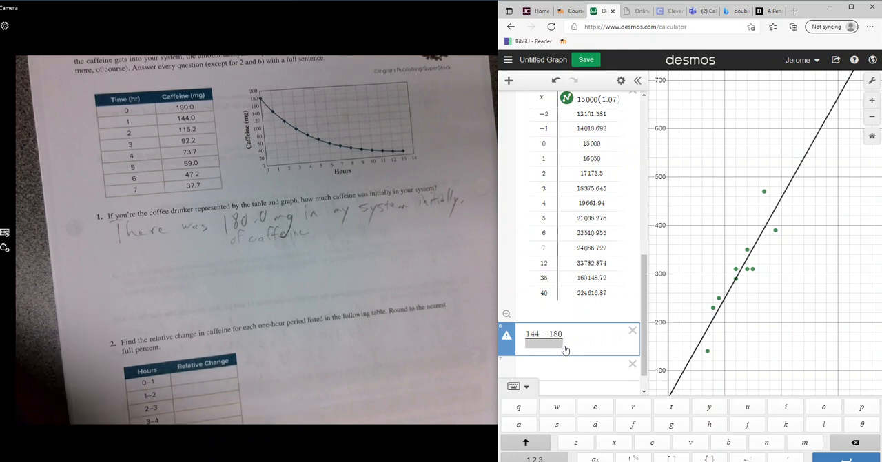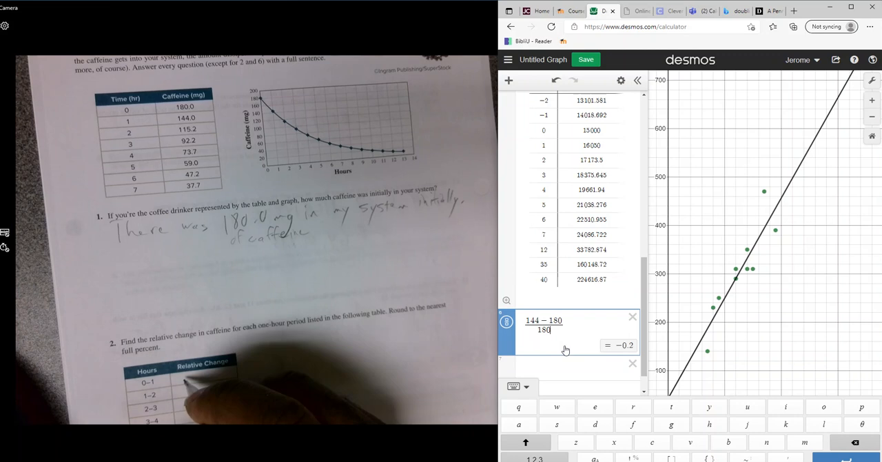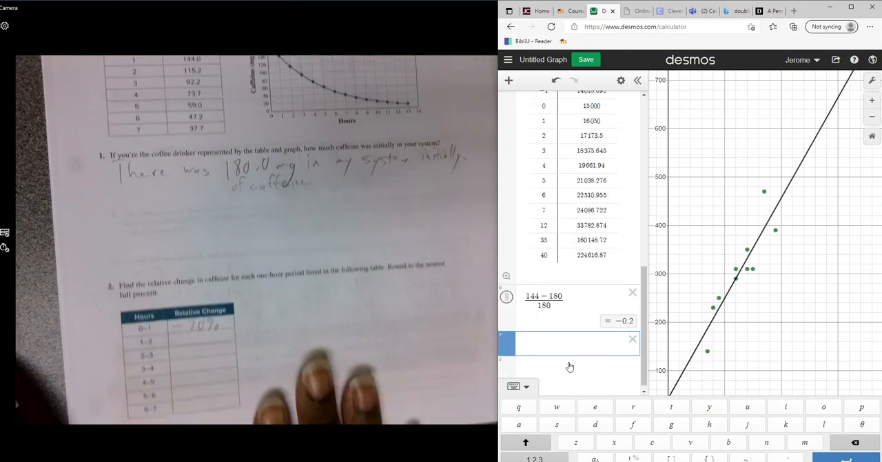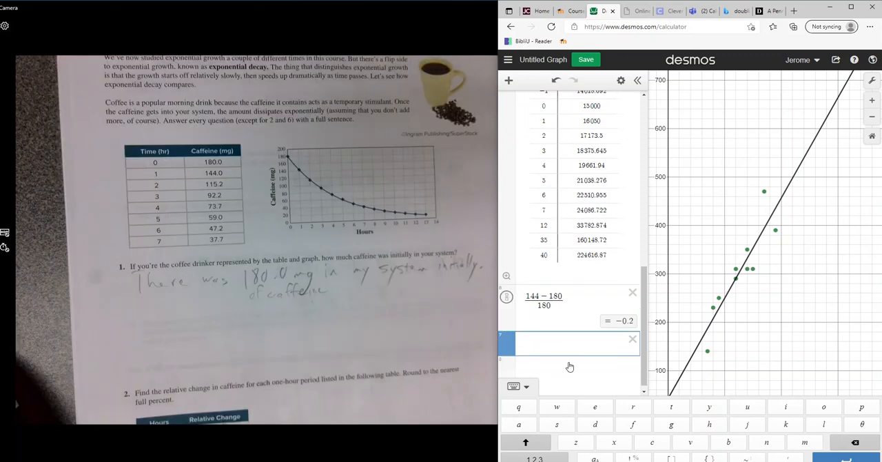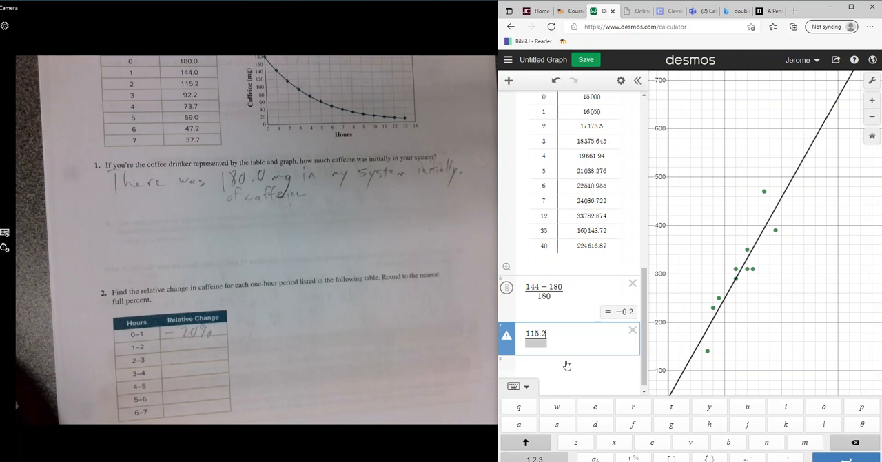Now we will go from 1 to 2. Now I'm not going to do all of these, but I am going to do the 1 to 2. So it'll be 115.2 minus 144 divided by 144. Now it still should be a negative 20%. All of these should give you a negative 20% or very, very close to it.